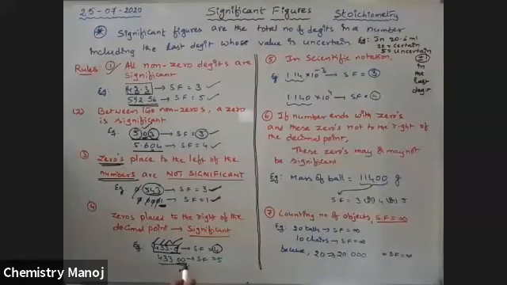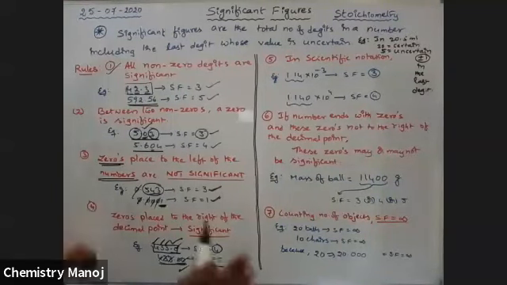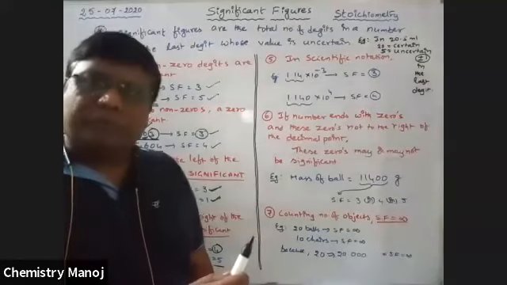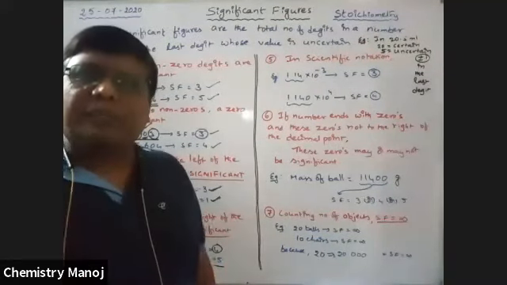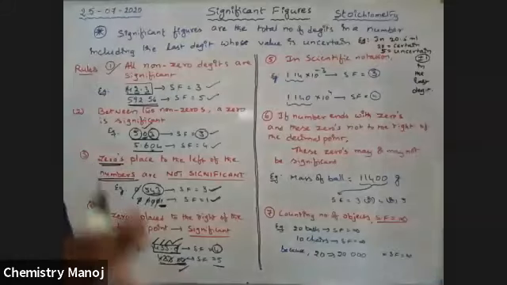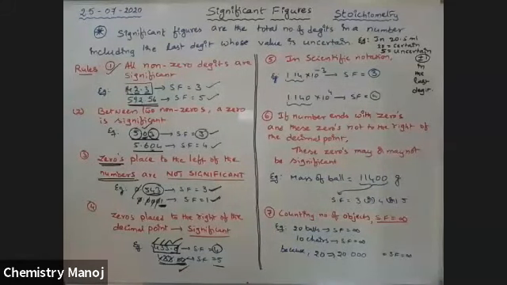Next, 433.00, 1, 2, 3, 4, 5. So therefore, the significant figures are 5. That means zeros after the point are significant. Please try to mind it. These are the rules. These are the considerations. By using these considerations, we should calculate the number of significant figures for a given value.